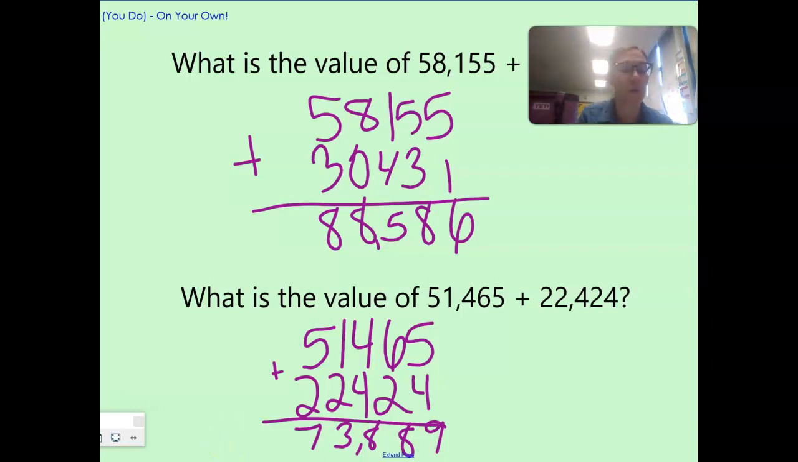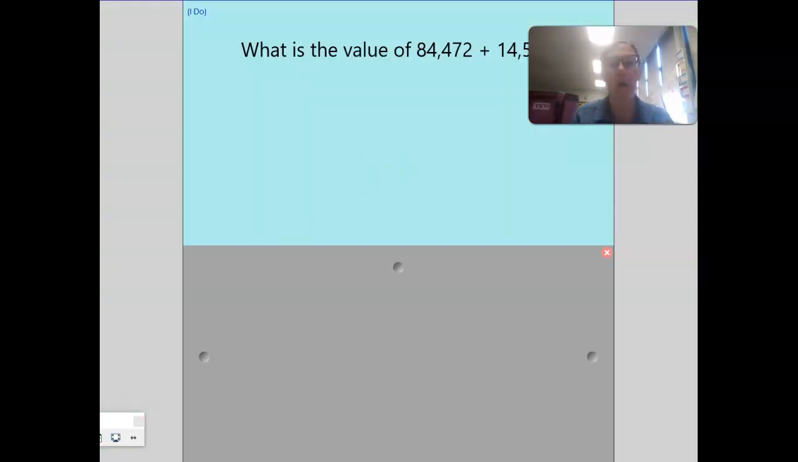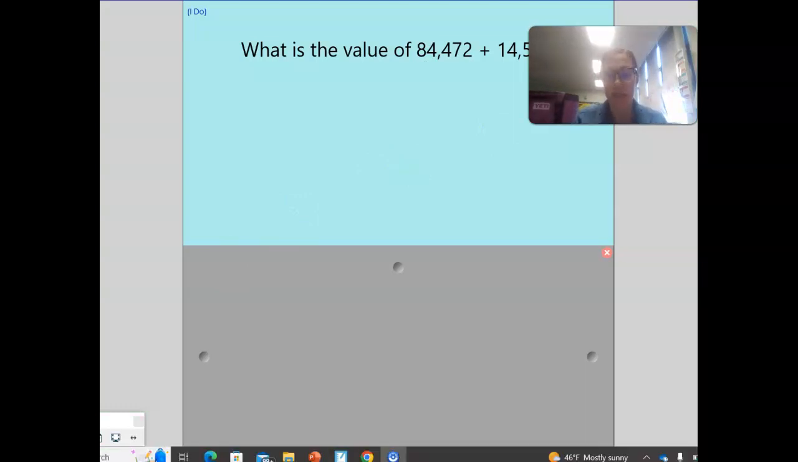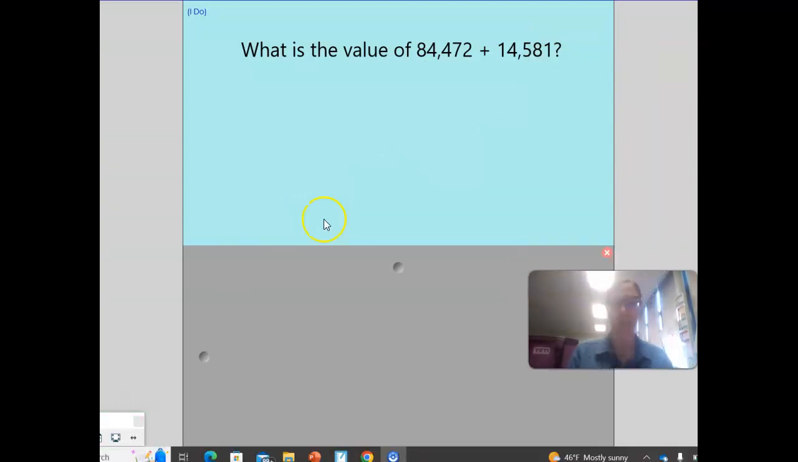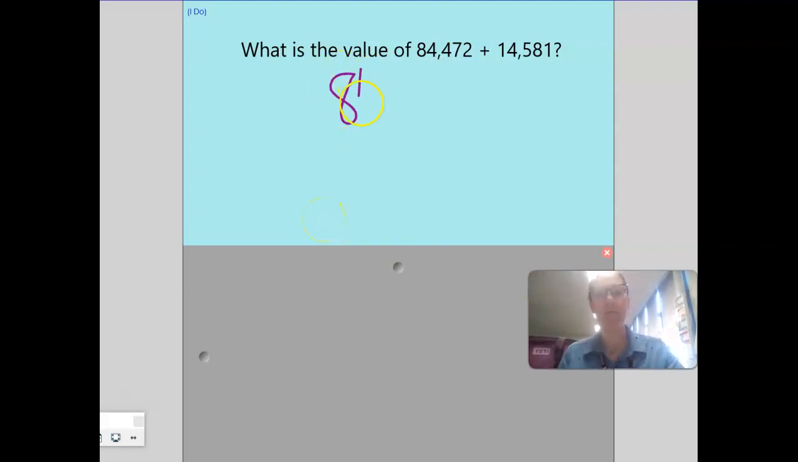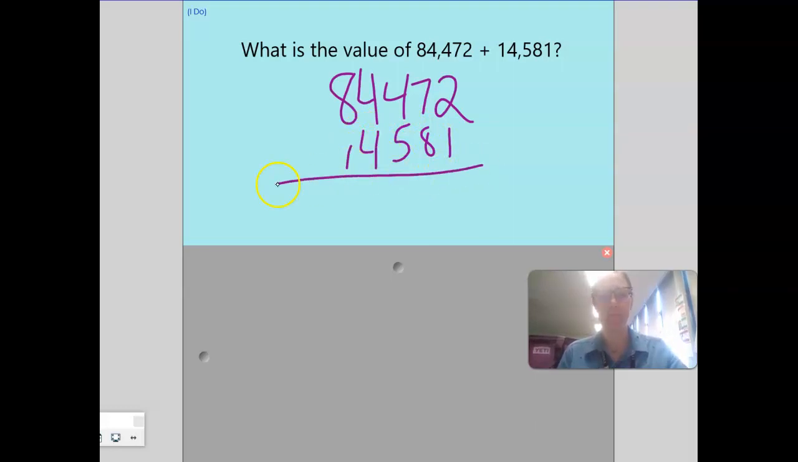Now let's move on to regrouping. That's when a number has 2 digits as a sum, and I have to carry over to the next place value. So, as always, write my first number down, 84,472, and then underneath it, I'm writing down, here are my other digits. Okay. 2 plus 1, 3. 7 plus 8, 8, 9, 10, 11, 12, 13, 14, 15.